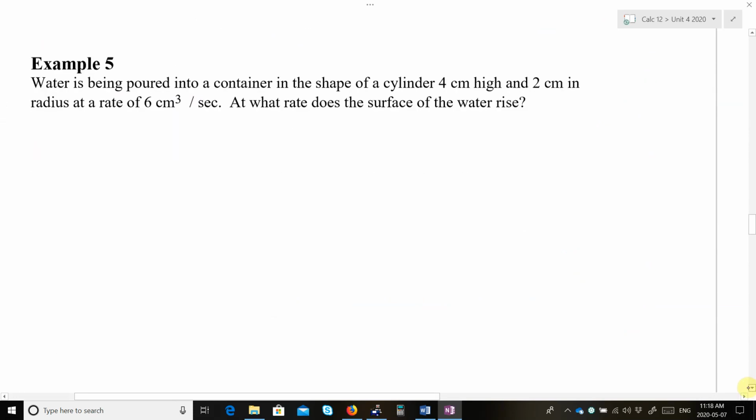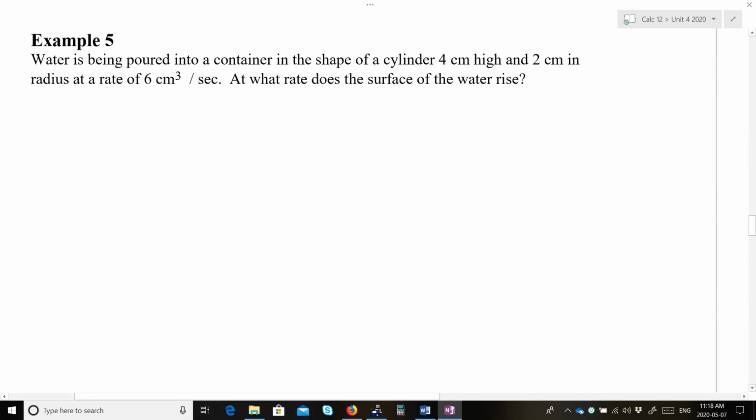All right, let's get on to example 5. It says water is being poured into a container in the shape of a cylinder 4 centimeters high and 2 centimeters in radius at a rate of 6 centimeters cubed per second. At what rate does the surface of the water rise? Okay, so we're pouring into a container in the shape of a cylinder.